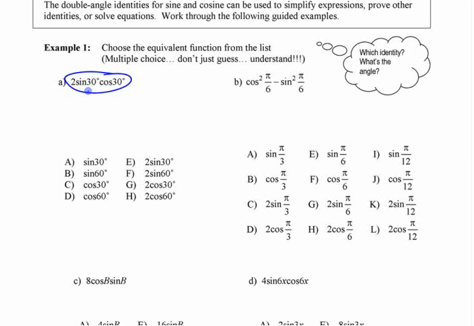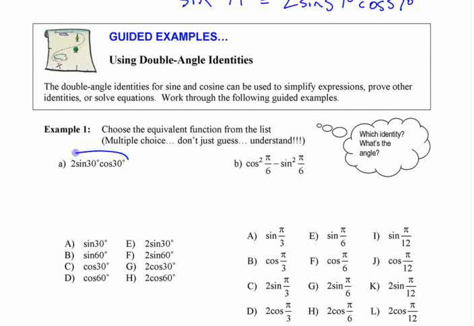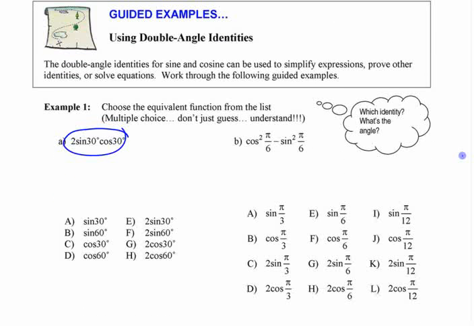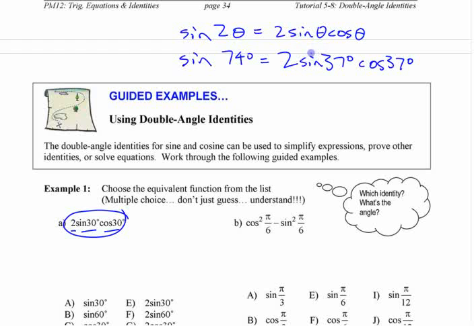What is this equal to? 2 sine 30 cos 30. You have to think about that identity, and you have to recognize, well, that looks a lot like that identity for which one? Yeah, for sine of 2 theta, right? You have 2 times sine of an angle times cosine of an angle. That's what that identity says. It says 2 times sine of an angle, cos of an angle is the same as sine of twice that angle.